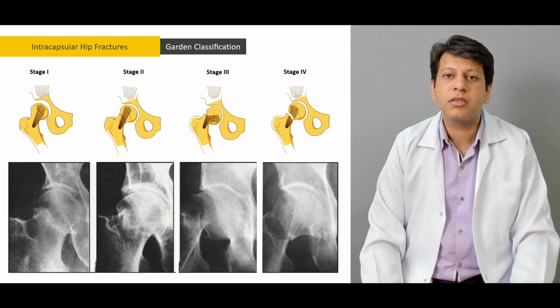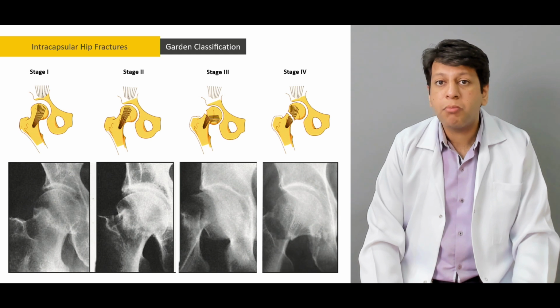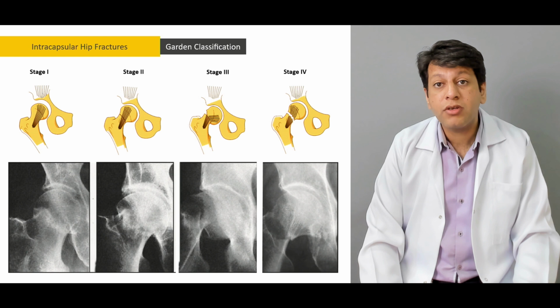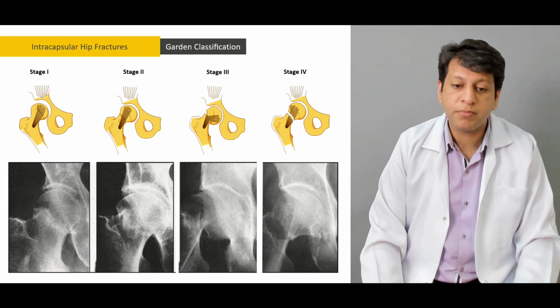Garden 1 is an incomplete fracture and non-displaced. Garden 2 is a complete fracture but not displaced. Garden 3 is a complete fracture, partially displaced, and Garden 4 is a complete fracture, completely displaced.